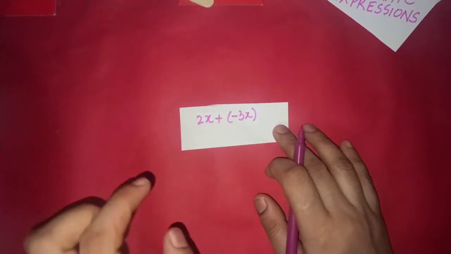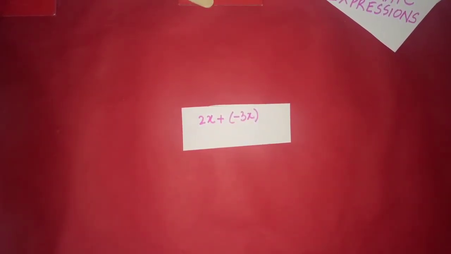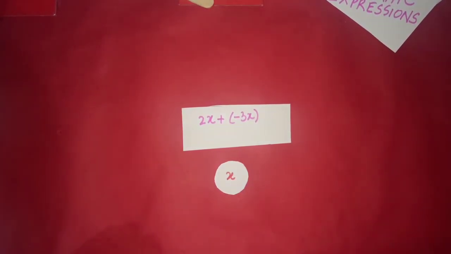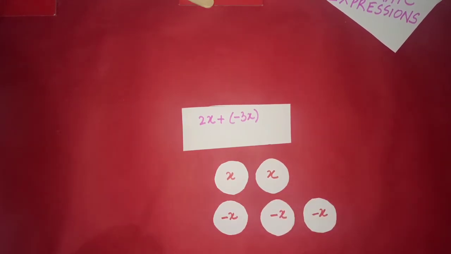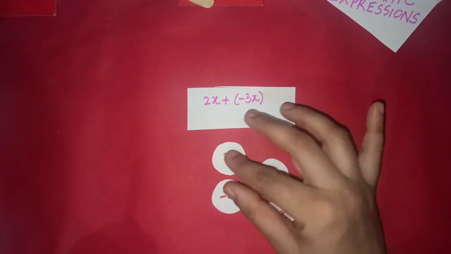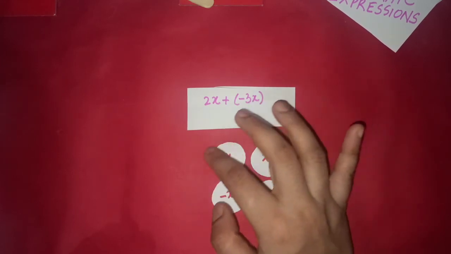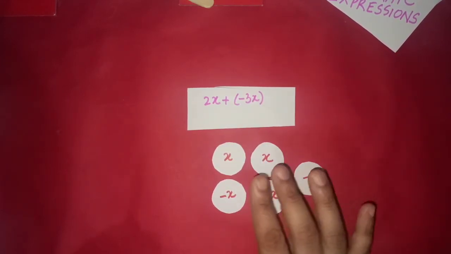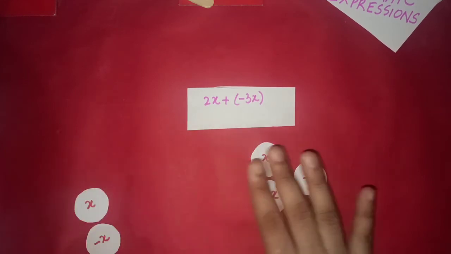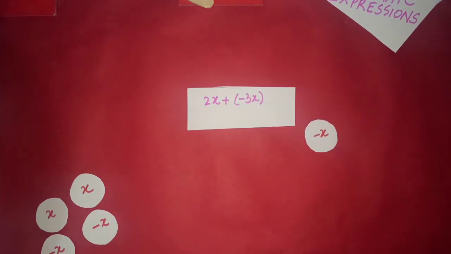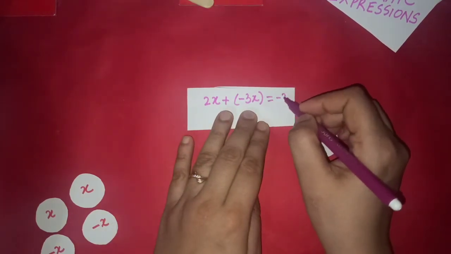Let us see this expression, 2x plus negative 3x. Let us bring our coins or tiles. To represent 2x, I need 2 x's. And to represent negative 3x, I need 3 negative x's. Now we can see here, which we discussed earlier, this is the zero pair. When a negative and a positive x combine, we get a 0. So we can remove this. And we get another 0. So we can remove this. So what is the answer? It is negative x. So the answer to our question is negative x.